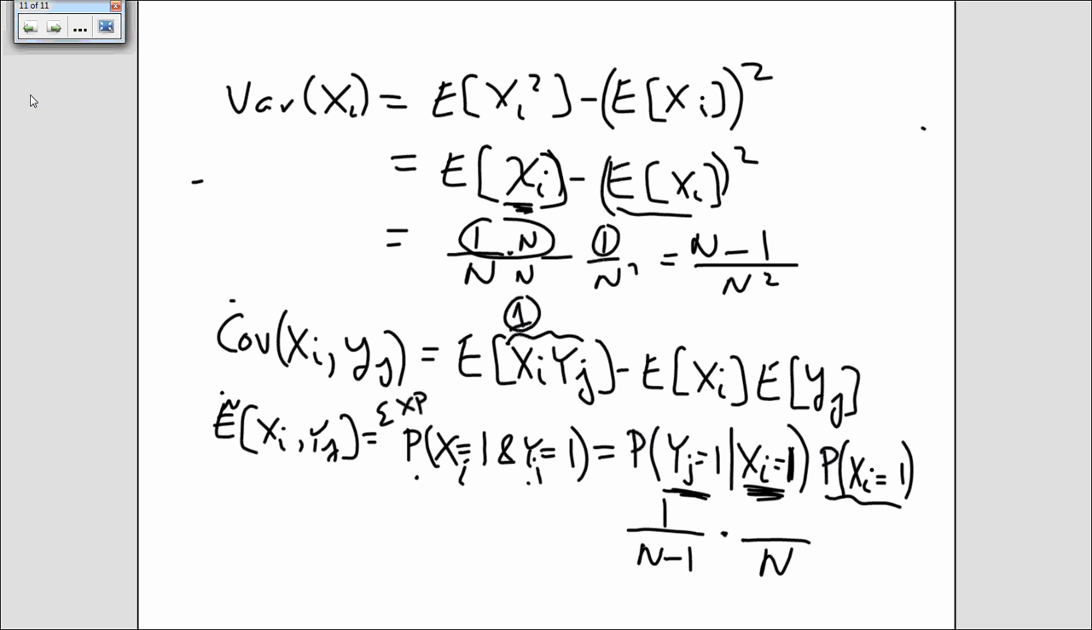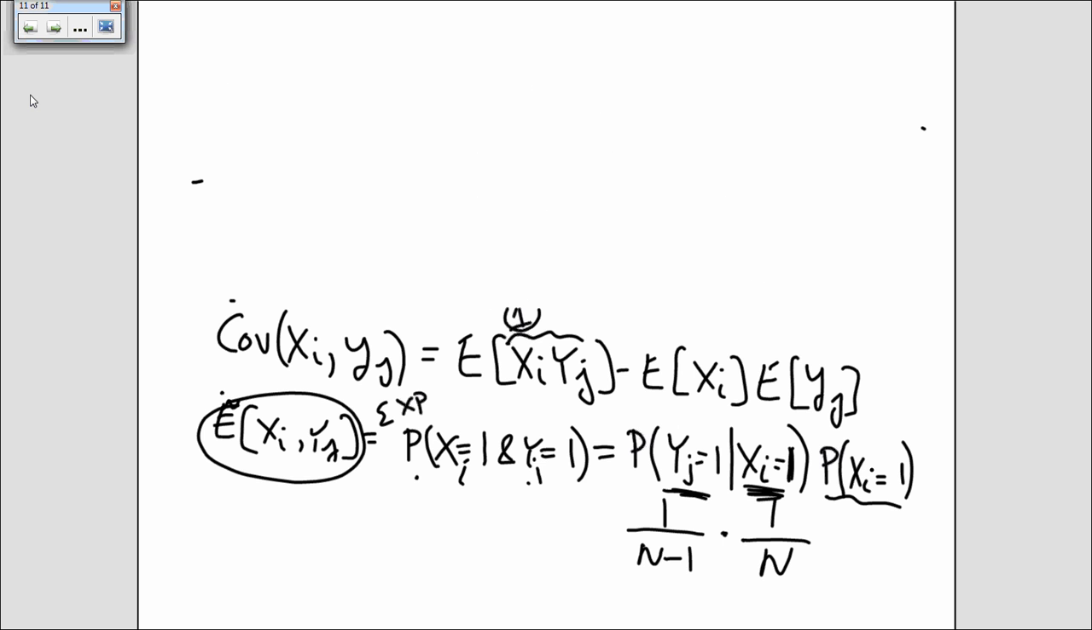Well, there are n hats, and it's 1 over n. That's E of xi yj. That's this. This is 1 over n minus 1 times 1 over n. Okay, so let me erase this. The problem's a little bit longer than I really expected, but it's worth doing.